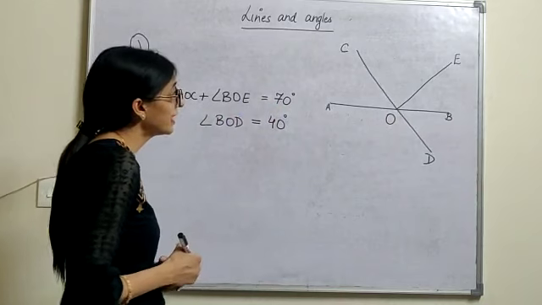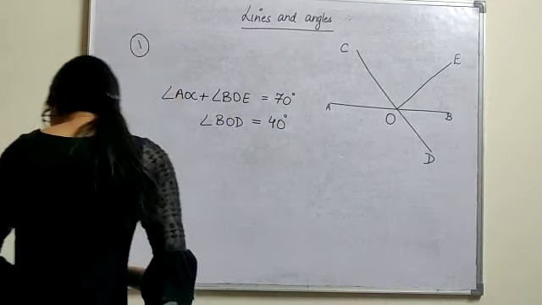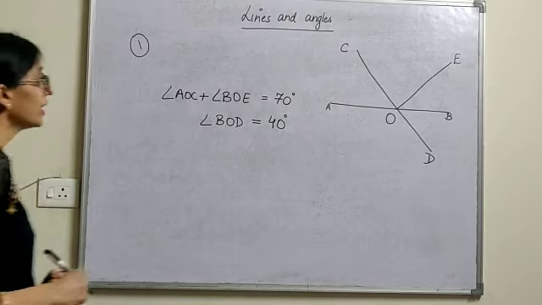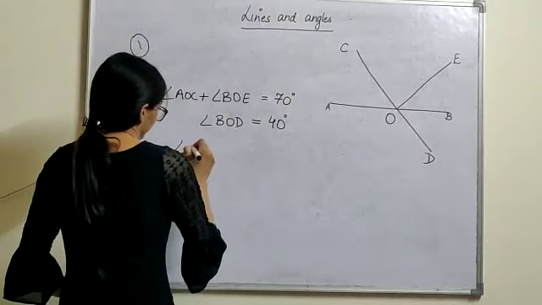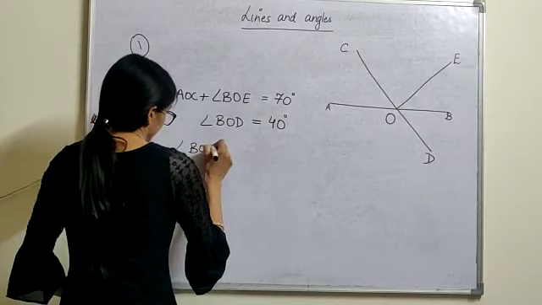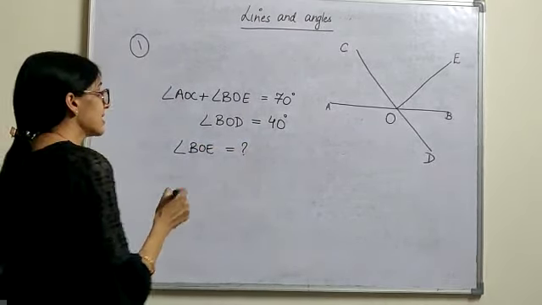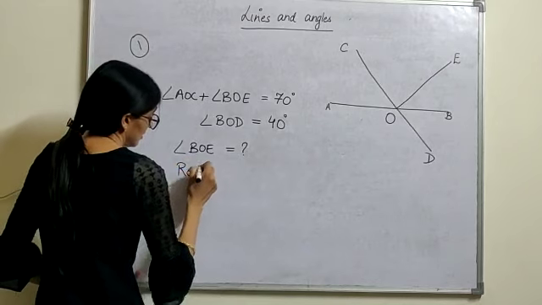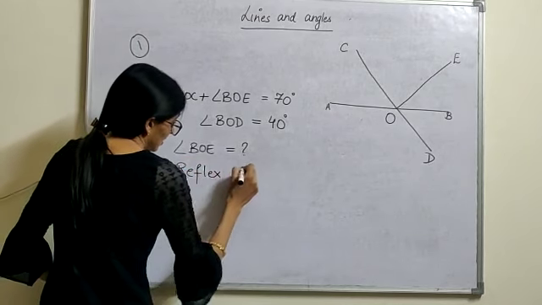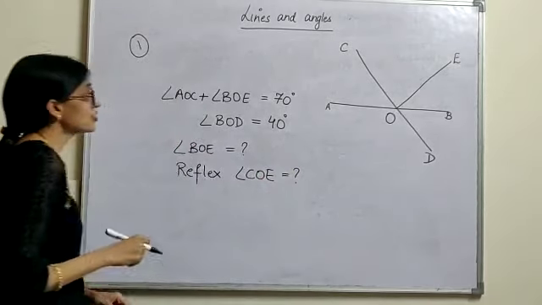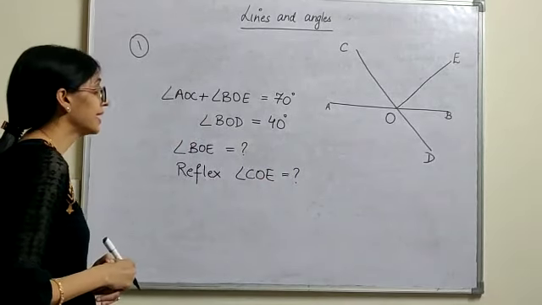What you have to find out? You have to find out angle BOE and reflex angle COE. These two angles you have to find out.